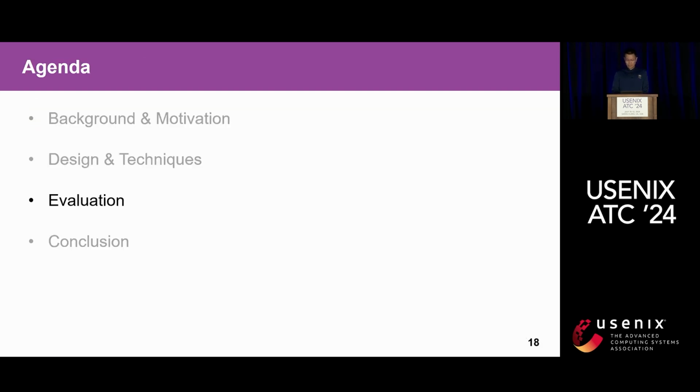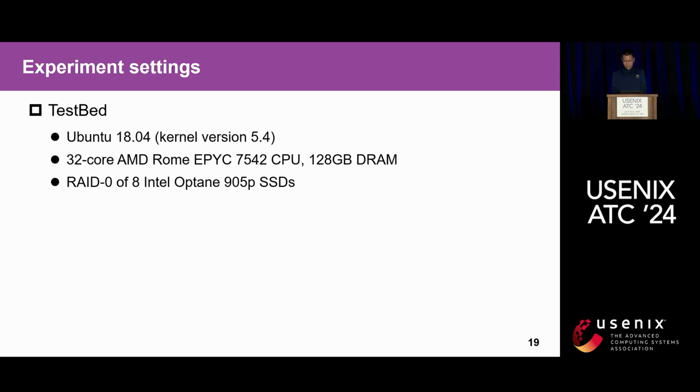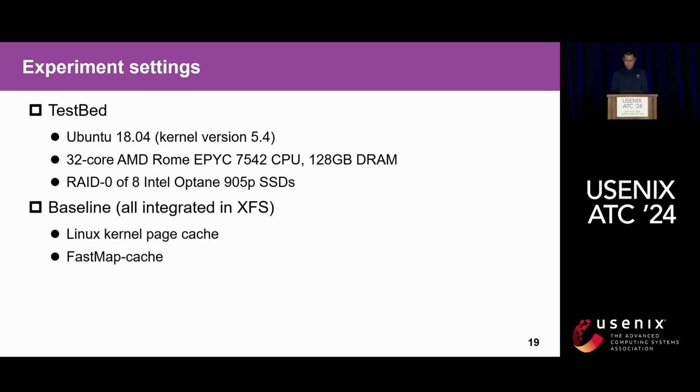Now we have finished with the main techniques, and I will demonstrate the experimental results in the following part. This is our test bed information. We aggregate 8 Intel Optane NVMe SSDs into a RAID 0 array to simulate a next-generation storage device. Two baselines are compared in this paper, the original kernel page cache and the fastmap cache, which is adapted from the fastmap published on USENIX ATC 2020. All systems are integrated into XFS for buffered I/O tests.